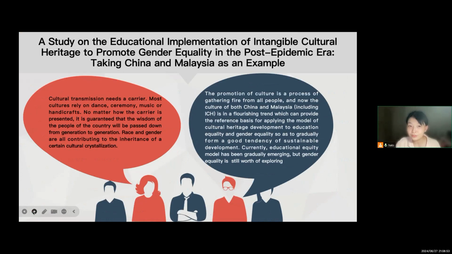So cultural transmission is a career. Most cultures rely on dance, ceremony, music, and handicrafts. No matter how the career is presented, it's guaranteed that the wisdom of people or country will be passed down from generation to generation. So race and gender are all contributing to the inheritance of certain cultural heritage. So the promotion of the culture is a process of gathering strength from all people. And now the culture of both China and Malaysia, including ICH, is in a flourishing trend, which can provide a reference basis for the development of intangible heritage.